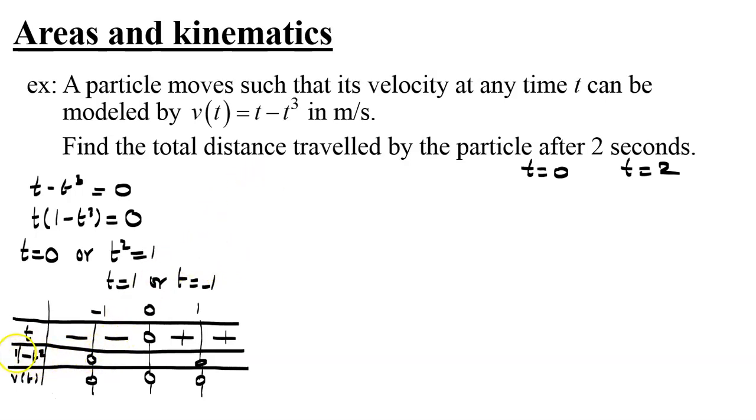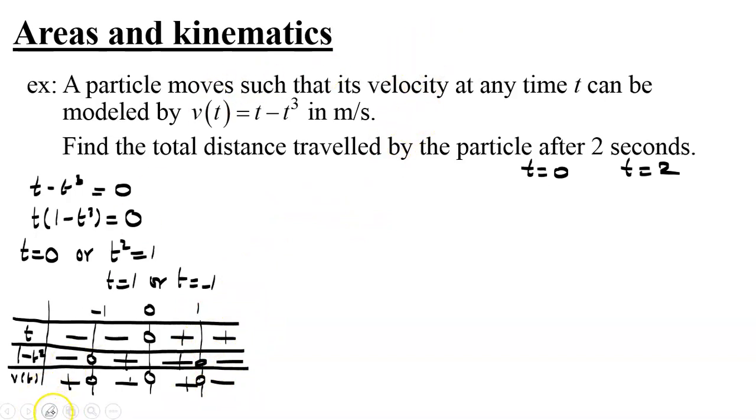Now 1 minus t squared is a quadratic function with two roots. Between the roots, it has the opposite sign of a, where a is the leading coefficient. Here, the coefficient of t squared is negative, so between the two roots it's positive. Outside the two roots, it's negative. Multiplying the signs, I have between negative infinity and negative 1, v of t positive; between negative 1 and 0, v of t negative; between 0 and 1, positive; and between 1 and positive infinity, negative.